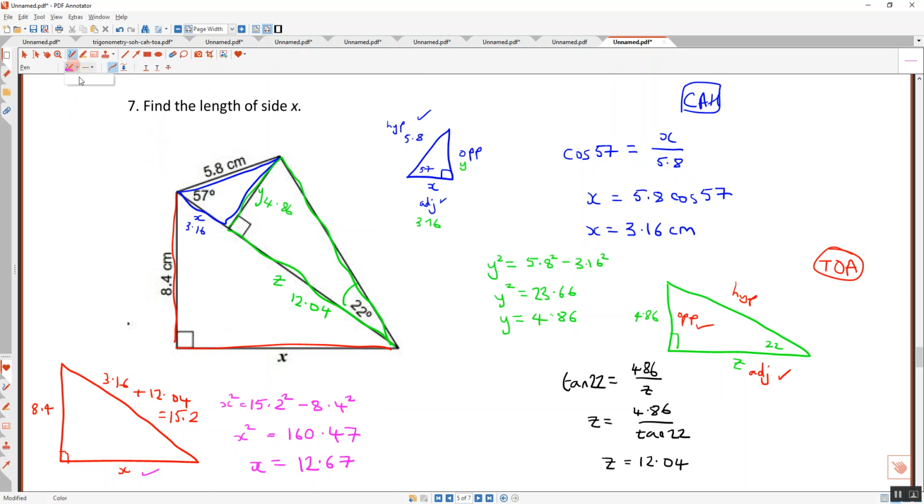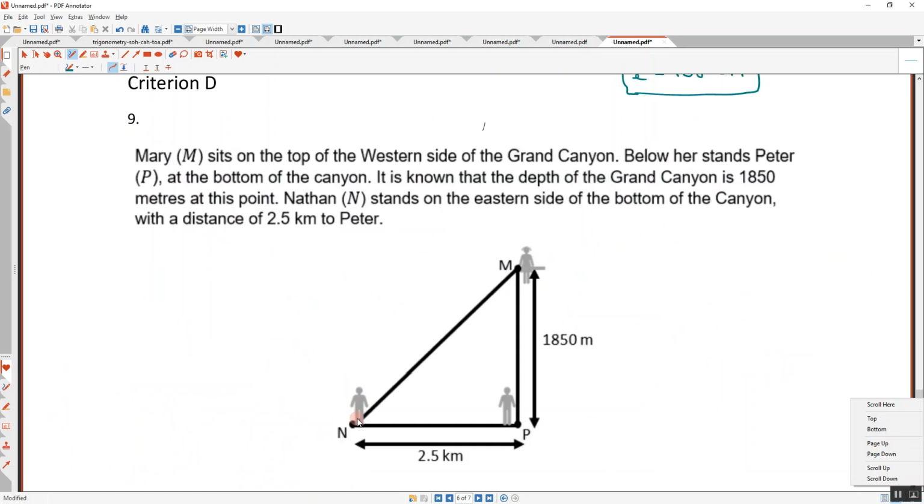And that is our final answer for that question. Okay, there's a lot going on there. We're working with 3 different triangles. Nathan is over on the east side, distance of 2.5 kilometers.